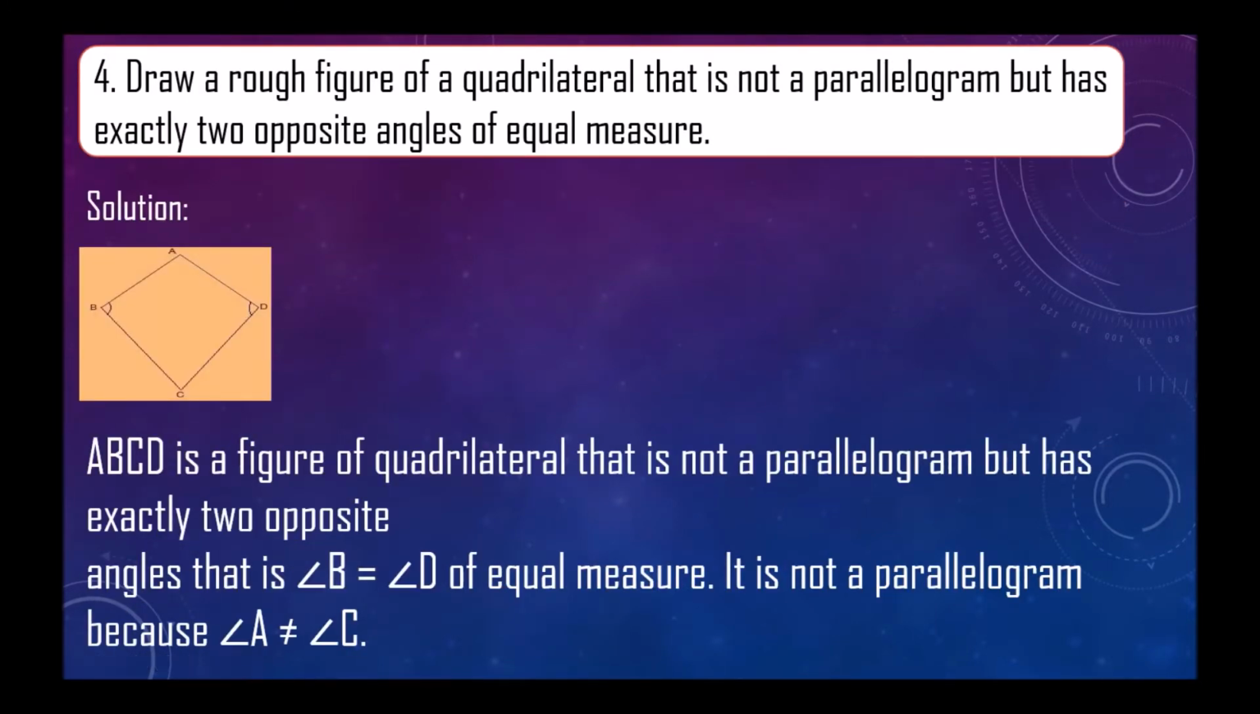Fourth question: draw a rough figure of a quadrilateral that is not a parallelogram but has exactly two opposite angles of equal measure. So this is a rough sketch of ABCD, a quadrilateral that is not a parallelogram but has exactly two opposite angles of equal measure, that is angle B equals angle D. It is not a parallelogram because angle A is not equal to angle C.